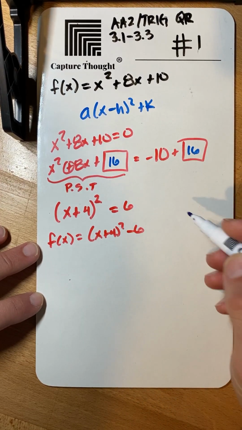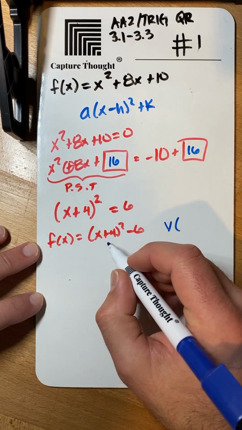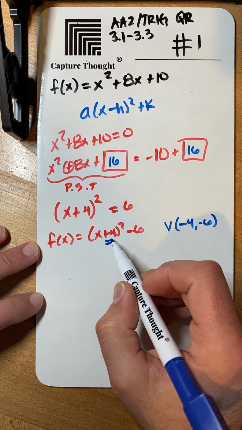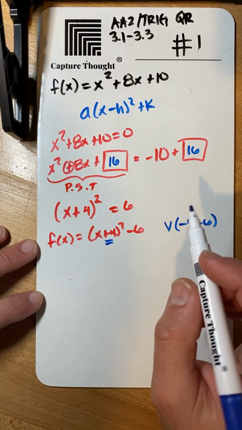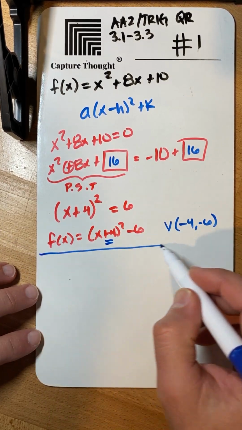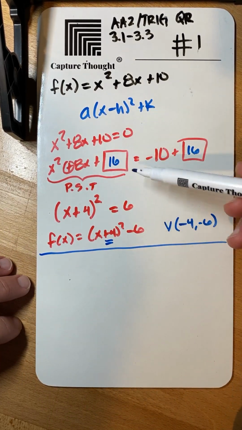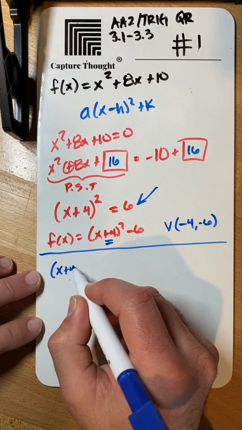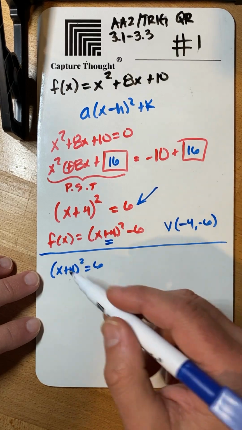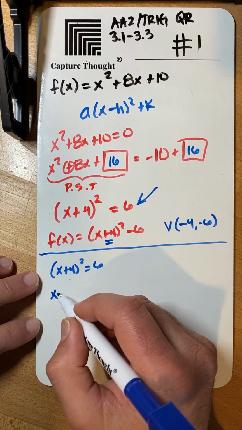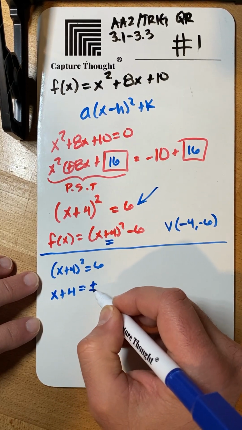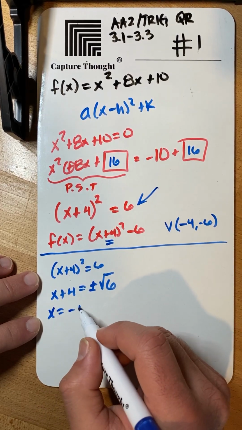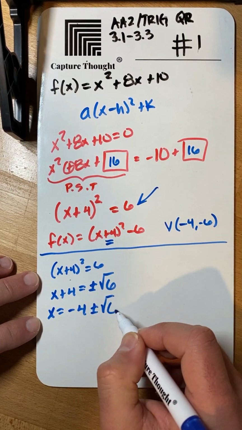And the nice thing about this is you know exactly where the vertex is. The vertex is located at (-4, -6). Remember, it's opposite sign on the inside there. The other thing it wanted you to do is to find the x-intercepts. So to find the x-intercepts, you can take it from this moment right here and solve for x. So if I take (x plus 4) squared equals 6, I want to solve this for x. So x plus 4 is equal to plus or minus the square root of 6. So x is going to equal -4 plus or minus the square root of 6.